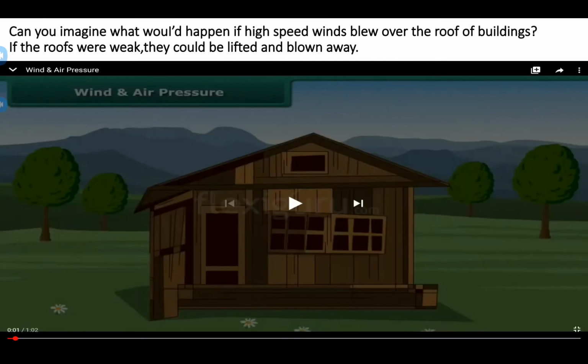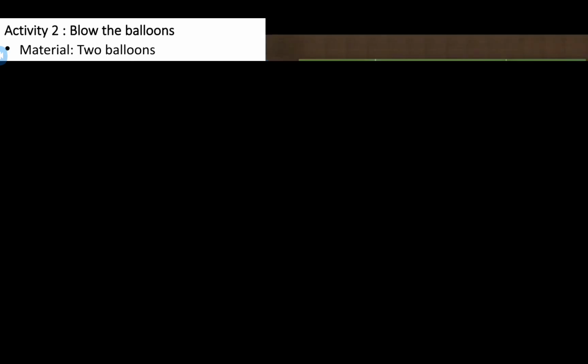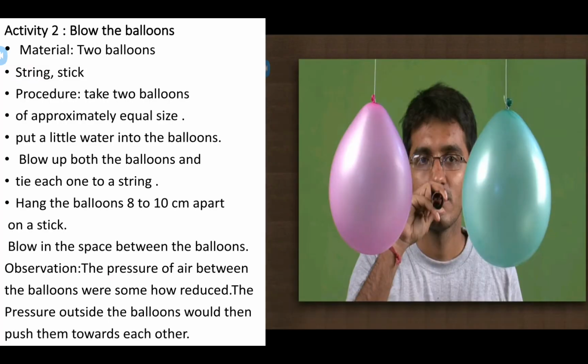We can understand more by doing one more activity. Very simple activity, and you can enjoy it more with siblings also. The materials required for this activity are just 2 balloons of equal size and 1 stick. Blow up the balloons and tie each one to a string. Hang the balloons on a stick.